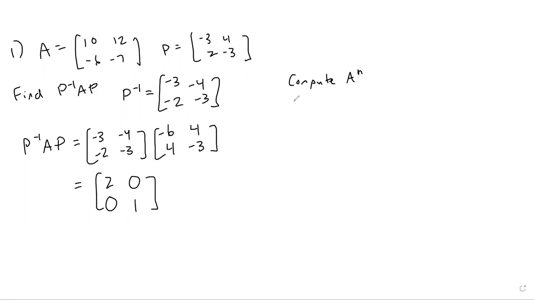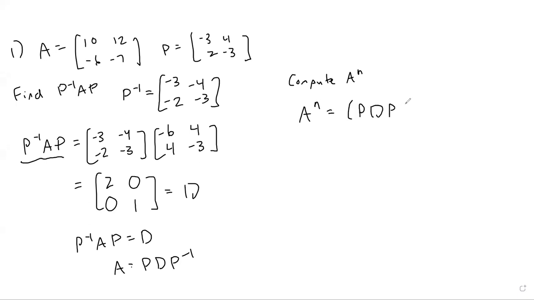So now to find A to the n, we're going to use basically this property here. So this is D. So what we have is that P to the negative 1 AP equals D, and therefore A is PDP to the negative 1, if I just multiply the left and the right by P and its inverse. And so A to the n is going to be PDP to the negative 1 to the power of n.